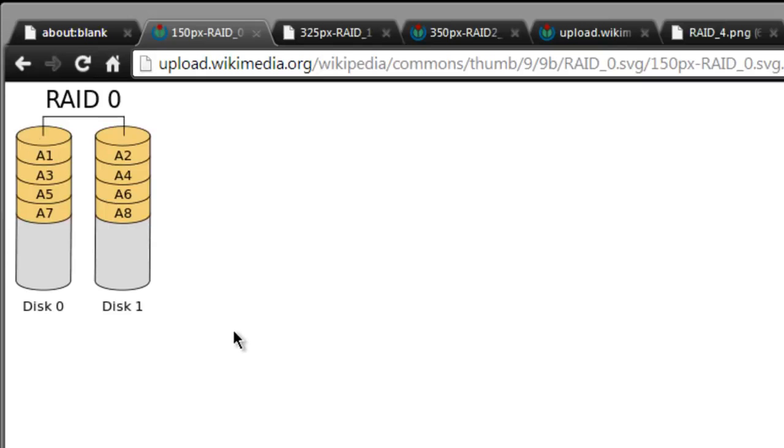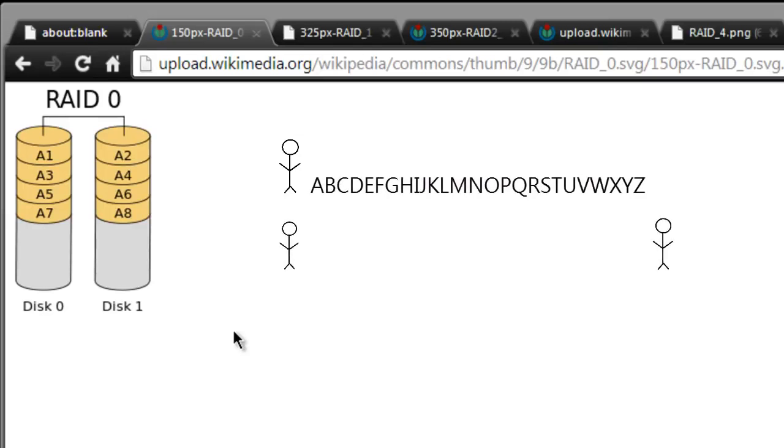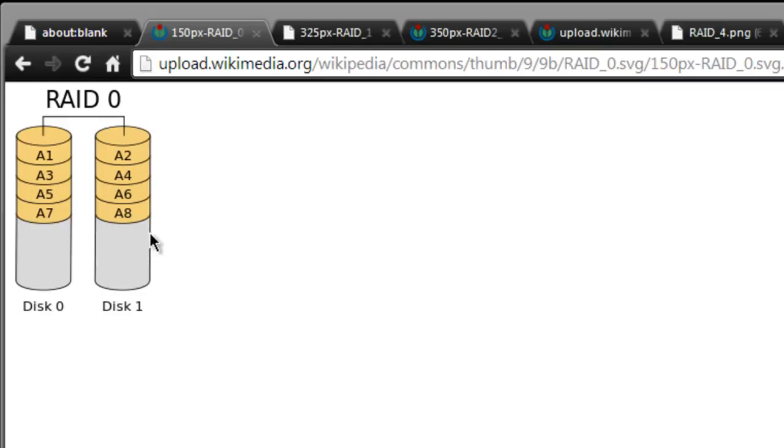Why is that done like that? Well, if I was to ask a person to write down A to Z on a piece of paper, it's going to take them some time. If I then ask two people to write A to Z, but one of them to write A to M, and the other person to write M to Z, then that's going to take a lot less time than for one person to write A to Z. And that's the advantage of having two drives. You get much faster write performance.